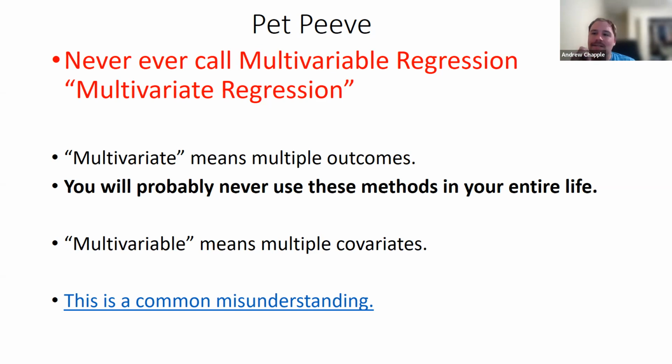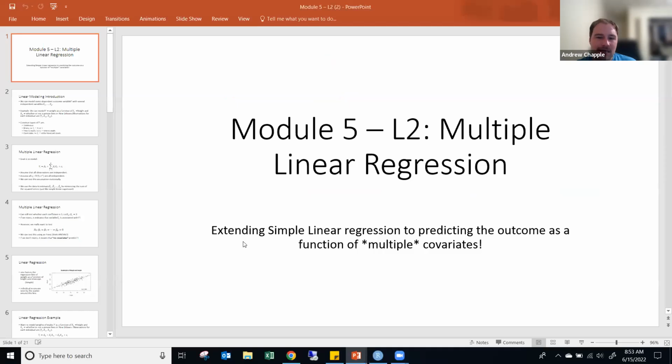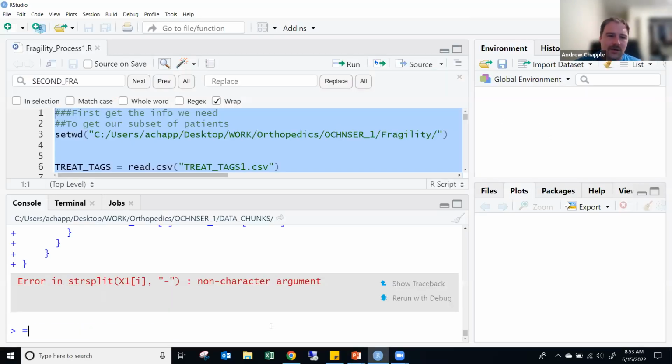There has not been one time ever in my 10 years as a statistician where somebody who said multivariate regression was actually doing multivariate regression. Every time they've been doing multivariable regression. So don't say this. Again, in bold font: multivariable does not equal multivariate. And that's it.